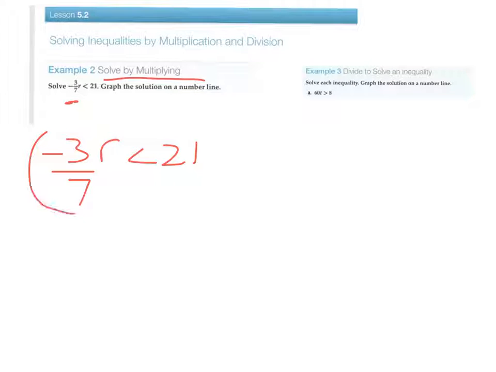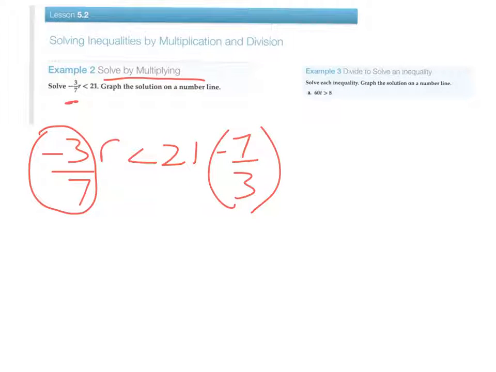We're going to solve by multiplying. The reason we're going to solve by multiplying is if we look at the variable, it's being multiplied, but it's also being divided. So we have a -3 and a 7. And I want to go ahead and take this, and I'm going to flip it, but I'm going to keep the negative sign.